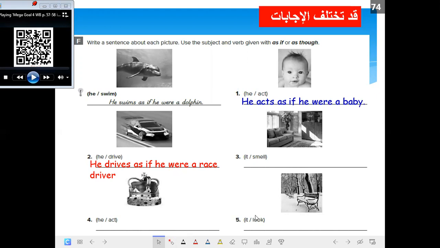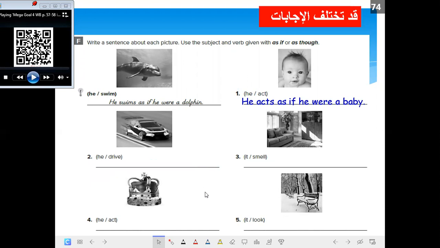طيب okay, now my dear students, I want to leave number 3, 4, 5 for you as a homework, and I want you to look carefully at these pictures, and I will check your answers again in the next lesson, inshallah.